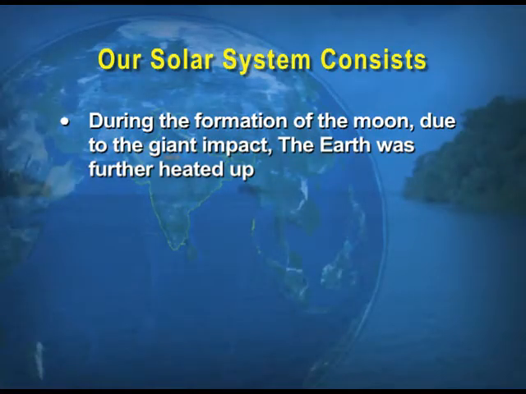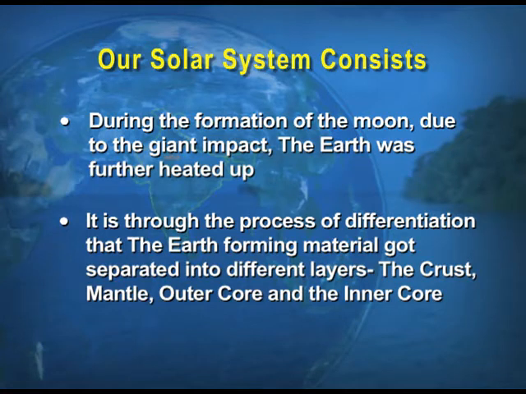With the passage of time, it cooled further and solidified and condensed into smaller size. This led to the development of the outer surface in the form of the crust, and later on the outer spheres started to cool down and the interior ones are still hot and gaseous. During the formation of the moon, due to the giant impact, the Earth was further heated up. It is through the process of differentiation that the Earth forming materials got separated into different layers: the crust, mantle, outer core and the inner core.